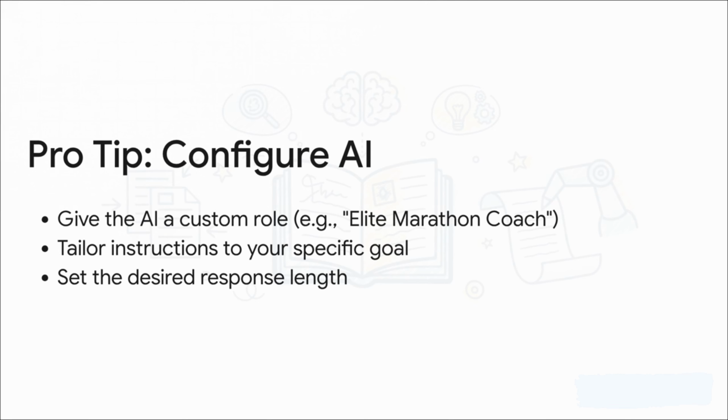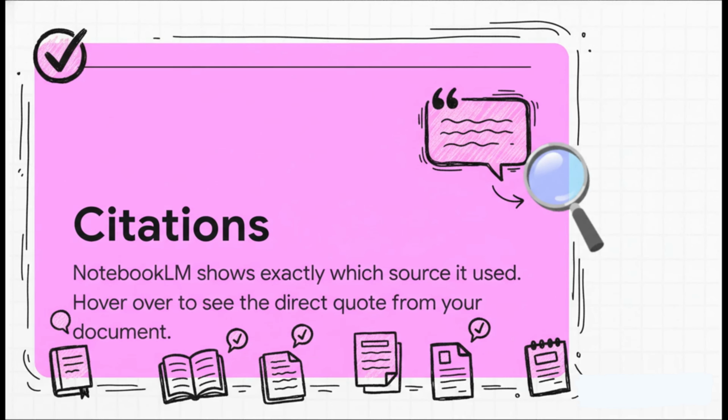So instead of just a generic assistant, you can tell it you are an elite marathon coach, or you are a skeptical financial analyst. This totally changes its personality and makes its answers so much more tailored to what you need. And this is why you can actually trust the answers you get.